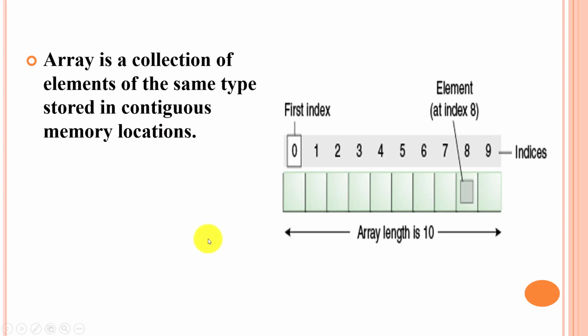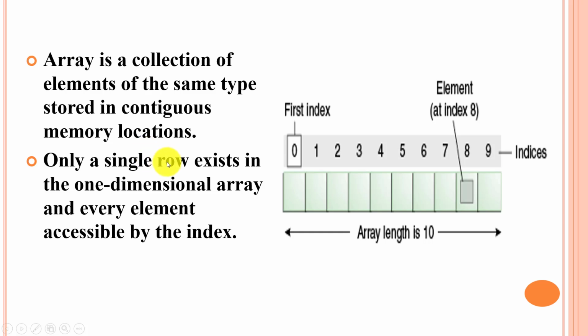Let's first understand what an array is. In this diagram, you can see an array is nothing but a collection of elements of the same type, stored in a continuous manner. This is the first index, 0. The total length is 10, from 0 to 9, and these are called the indices. We know that an array's first element is always stored at index 0, that's why it goes from 0 to 9 and a total of 10 elements are present. So an array is a collection of elements with the same data type in continuous memory locations.